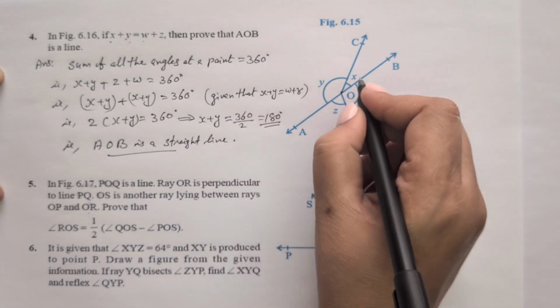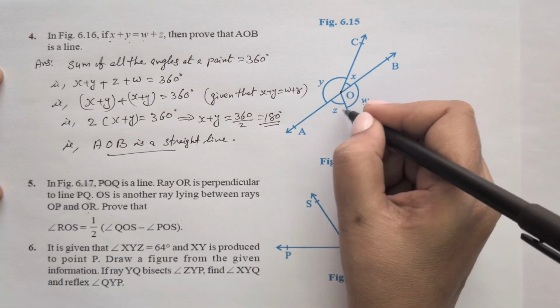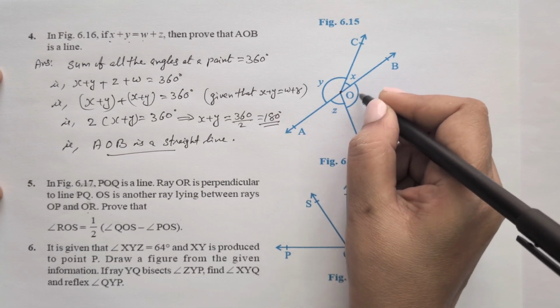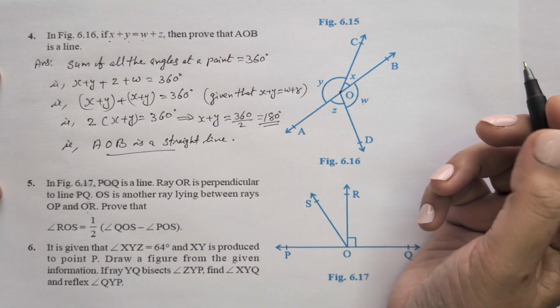So x plus y, the sum of these two angles, is equal to 180, which means the sum of the other two angles is also equal to 180 degrees. That means it's a straight line.